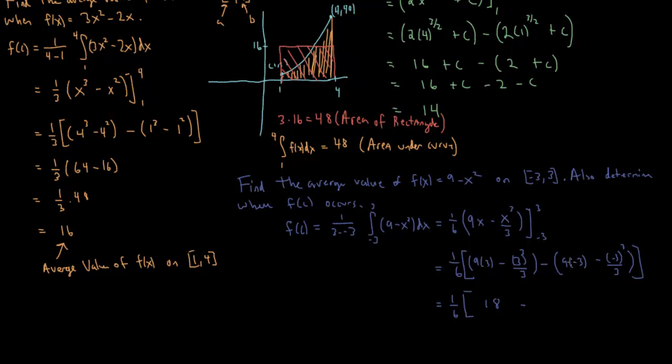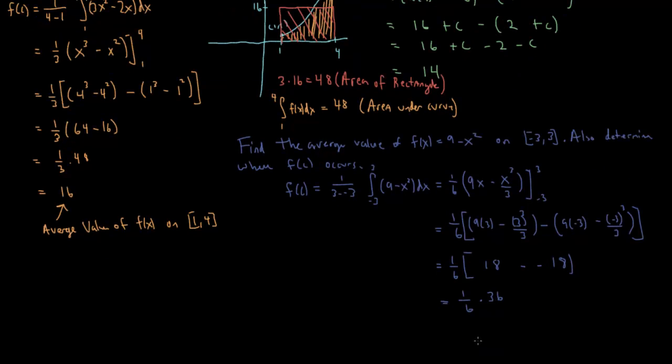So we have -27 plus 9 is negative 18. So you have negative 18 minus the negative 18. We have 1 over 6. 18 plus 18 is 36. So 36 divided by 6, we get 6. So that's f of c. That is the average value of this curve over negative 3 to 3. The average y value, the average height.